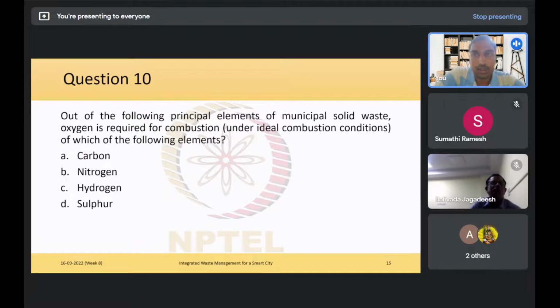Question number 10 is, out of the following principal elements of the municipal solid waste, oxygen is required for combustion of which of the following elements? This is all under the ideal combustion conditions. The options are carbon, nitrogen, hydrogen, and sulfur. So to combust which of these elements do we need oxygen under these ideal combustion conditions? Which of these basically gets oxidized?